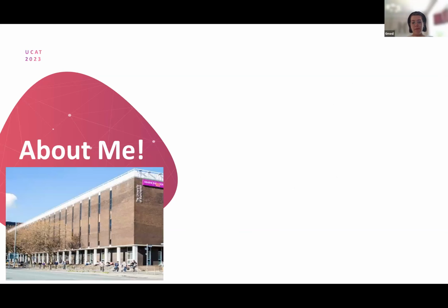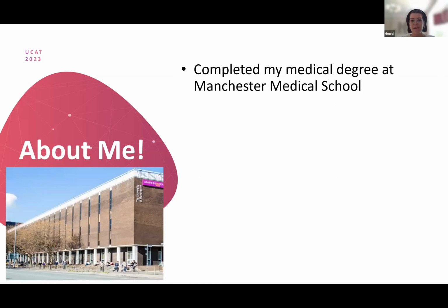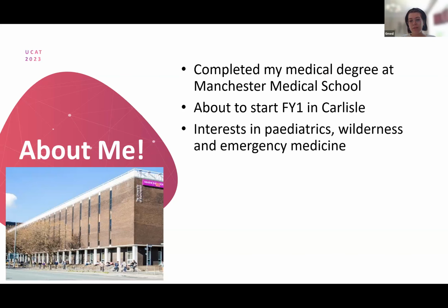Okay, so a little bit about me. My name's Ella, I forgot to say that before. I've just completed my medical degree at the University of Manchester, which is this lovely building down here that is the medical school at Manchester. And I'm about to start my first junior doctor job, my foundation year one job in Carlisle Infirmary, in just under a month. My main interests are in paediatrics, but I also like emergency medicine as well. So maybe doing something that combines the two in the future. We will see how my first few years of junior doctor go before I decide.